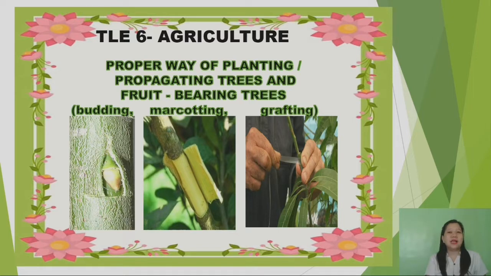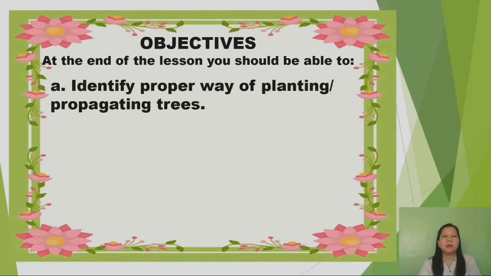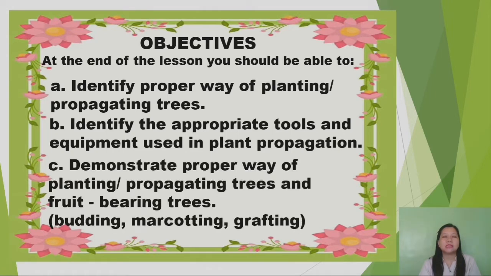So come, let us learn together about the proper way of planting, propagating trees and fruit-bearing trees, budding, marcotting, and grafting. For our objectives, at the end of the lesson, you should be able to: A. Identify proper way of planting or propagating trees. B. Identify the appropriate tools and equipment used in plant propagation. C. Demonstrate proper way of planting or propagating trees and fruit-bearing trees, budding, marcotting, and grafting.